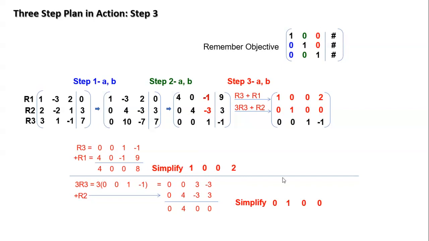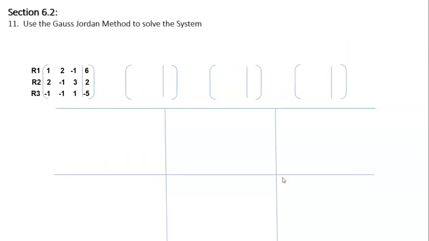Now we have what we wanted, right? We have 1, 0, 0, 0, 1, 0, 0, 0, 1. So hence our solution is x equals 2, y equals 0, z equals -1. Okay. All right. So again, to do another problem, let's go ahead and go through the steps here.